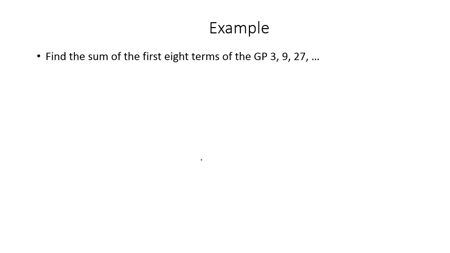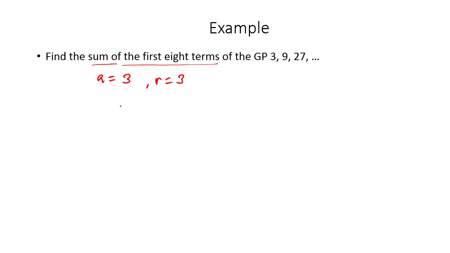So we'll continue with some examples on what we have learned so far. Find the sum of the first 8 terms of the geometric progression 3, 9, 27 and so on. Okay, so we want to find out the sum of the first 8 terms. So we are referring to Sn with n equal to 8. Now this is a geometric progression with a equal to 3 and r, the common ratio, is also 3. 9 upon 3 is 3, 27 upon 9 is 3.